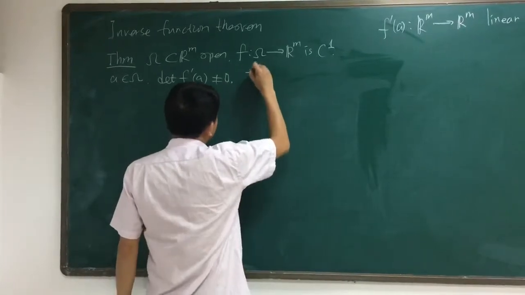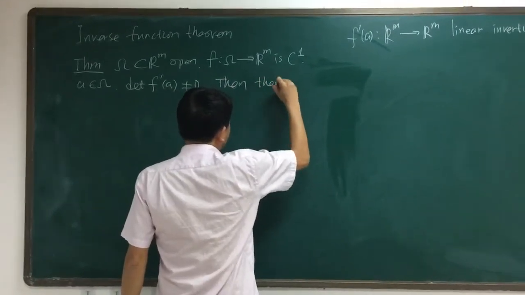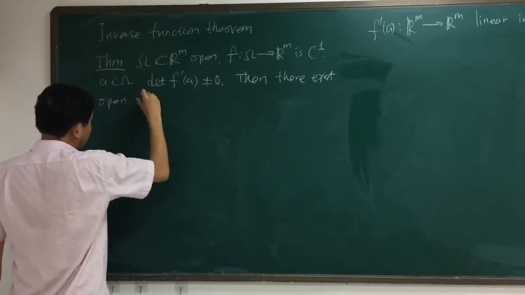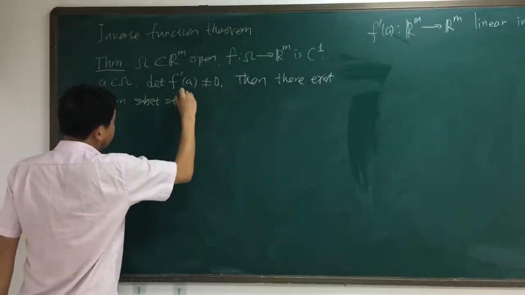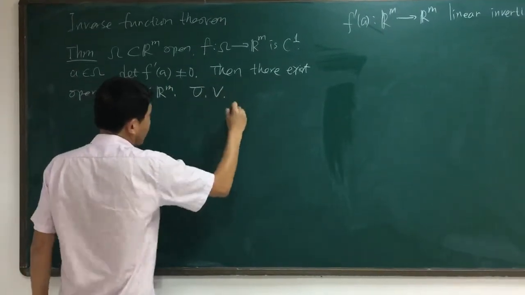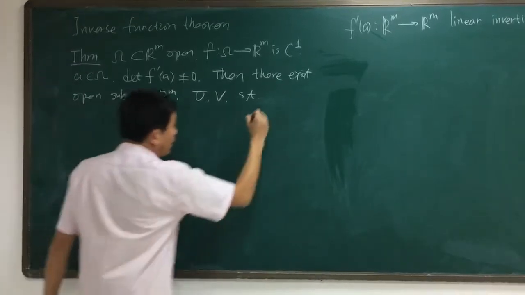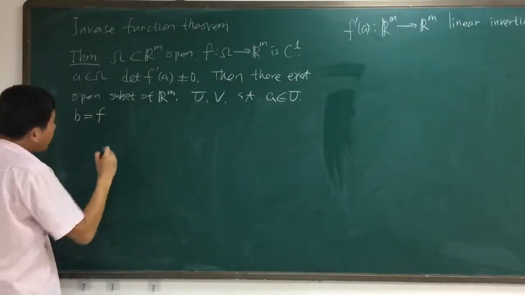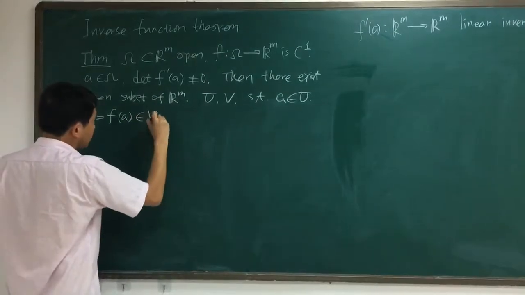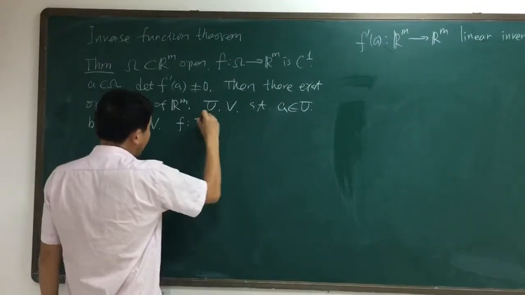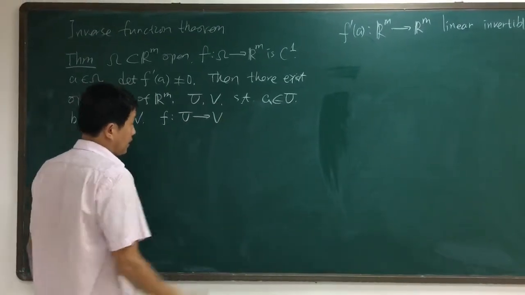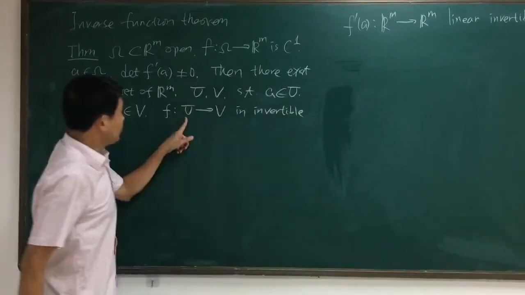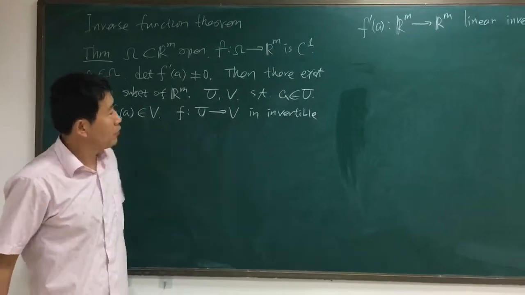The exact meaning is that there exist open subsets of R^n, denoted by U and V, such that A belongs to U and B, the image of A under our map f, belongs to V. And f as a map from U to V is invertible. It's injective and surjective, so it's invertible.